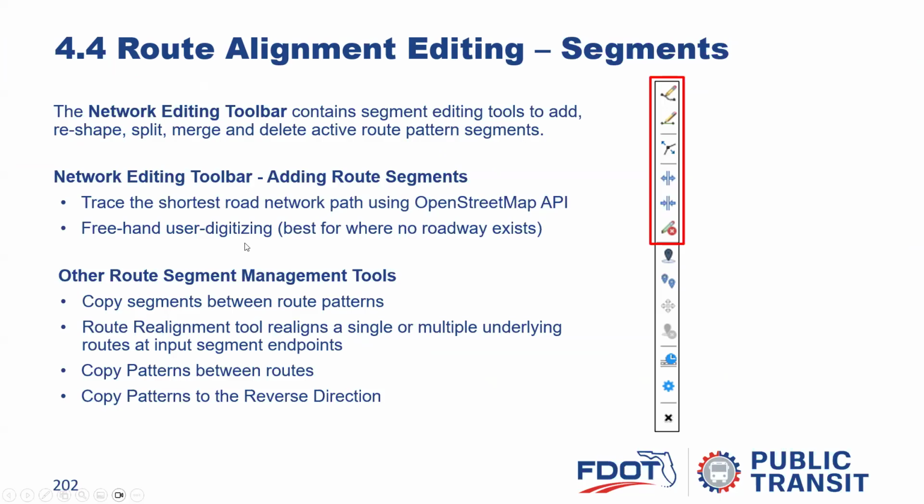We also have a freehand digitizing where there is no roadway, like a parking lot, or if you're digitizing a rail line, there is no roadway network, then you can use the freehand digitizing to do that. You can also copy segments between route patterns, use a route realignment tool, copy patterns between routes, and copy to the reverse direction.